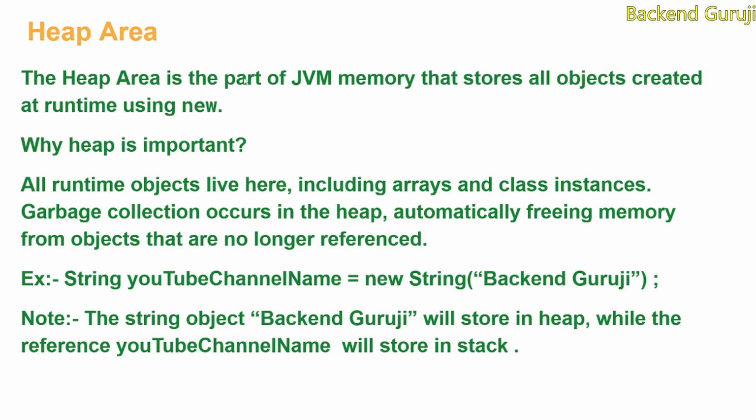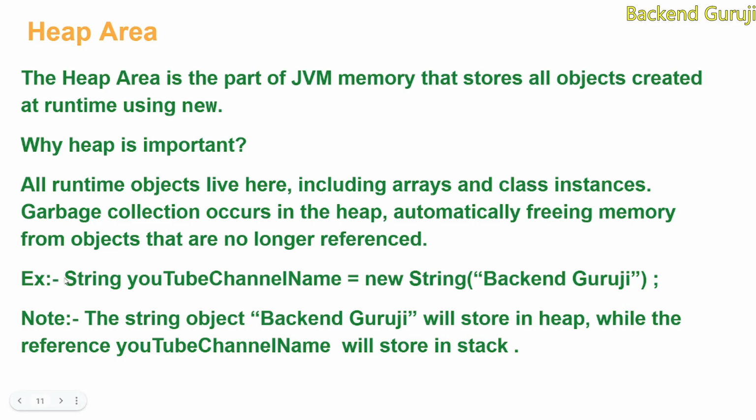What is the heap area's work? In the class, we write an object with the new keyword. That new keyword represents an object. Heap is one type of memory in JVM that stores all the objects at runtime. Why is it important? All runtime objects live here, including arrays and class instances. Garbage collection occurs in the heap, automatically freeing memory from objects that are no longer referenced.